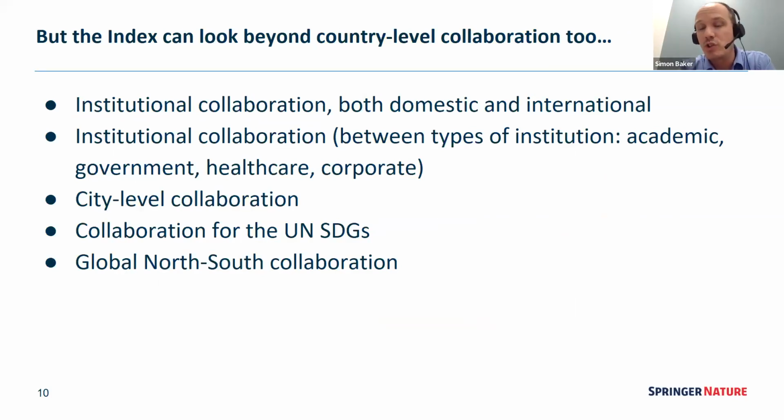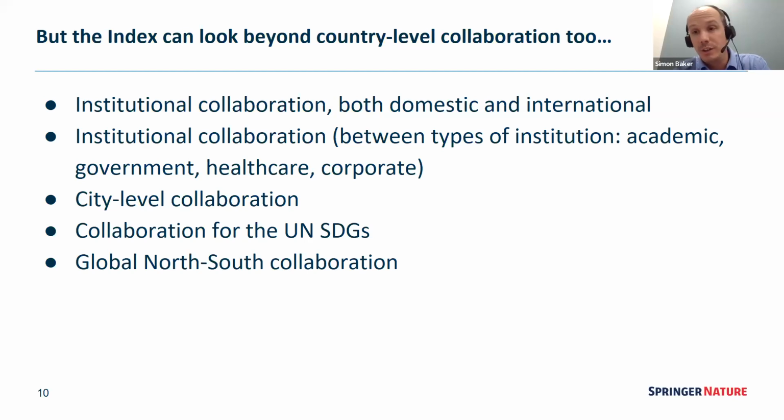But other trends that we can track in the index include institution collaboration, whether that's domestic or international, between different types of institutions. So we can zero in on the collaboration between academics and corporations, or academic institutions and government institutions, or between healthcare institutions and academic institutions, which is quite important for clinical research. But we could also look at entities like cities, and look at collaborations between those.